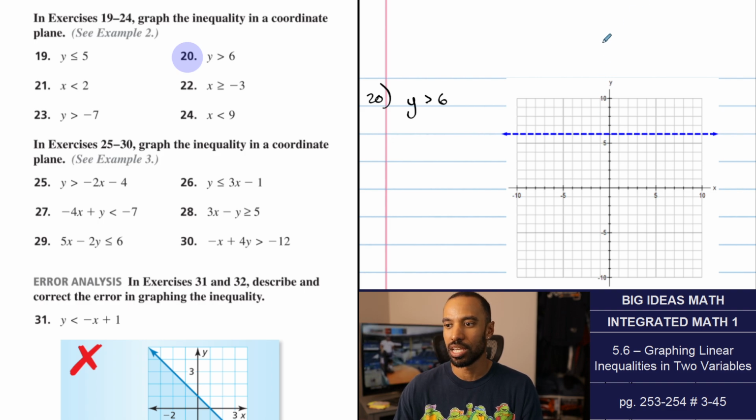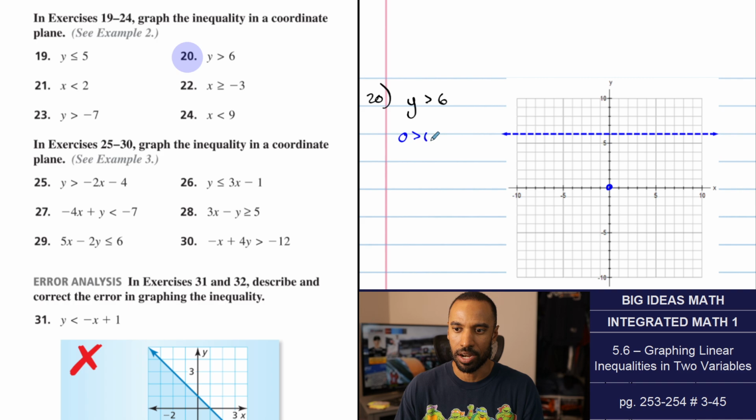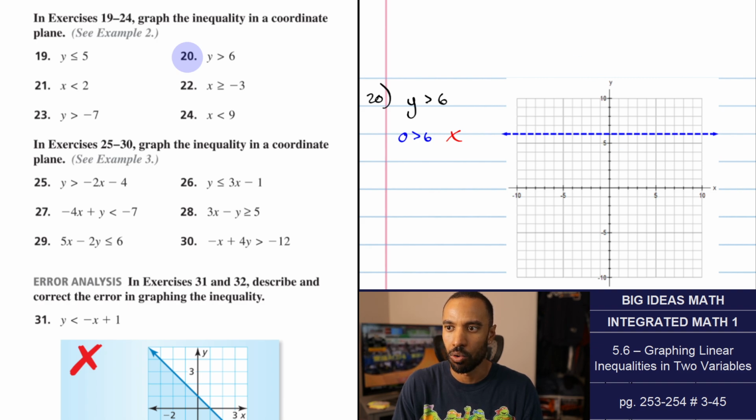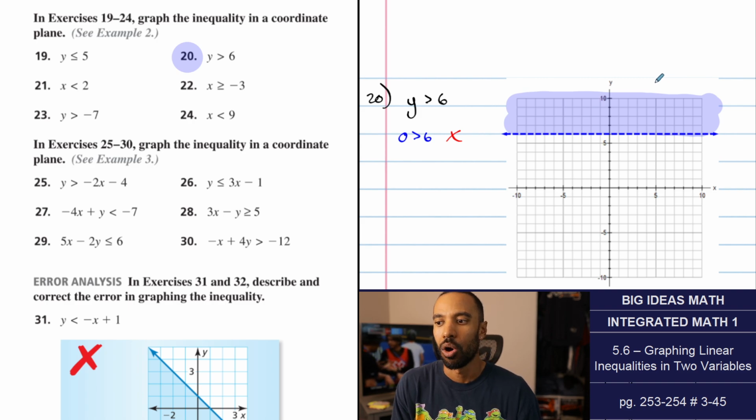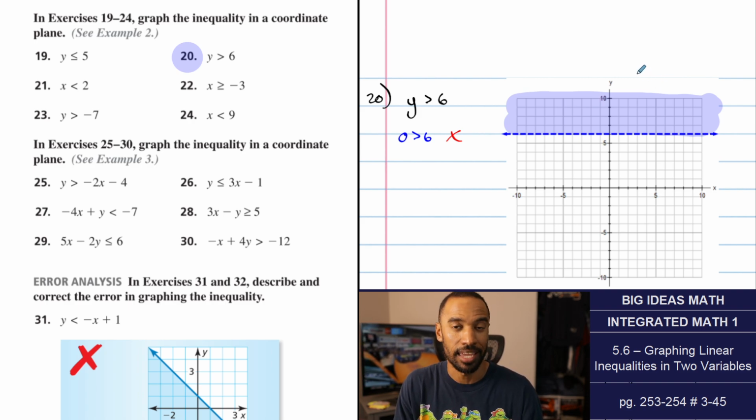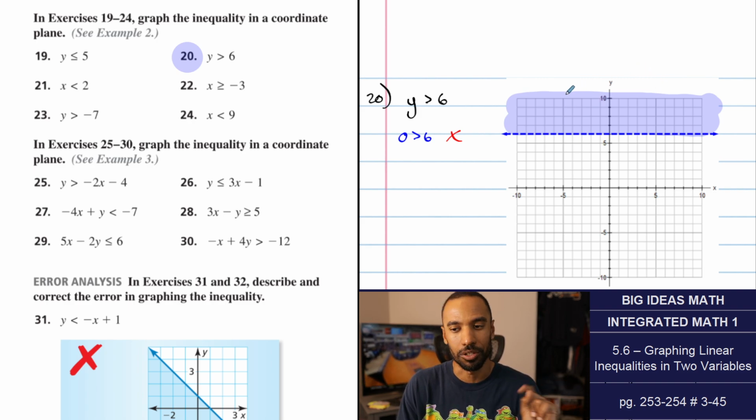Now, y is greater than 6. If I test 0, 0 this time, you'll notice it says 0 is greater than 6, and that's no good as a statement. Therefore, nothing on this side should work, including 0, 0. So anything above 6 for those y values should work. And that makes sense to us. So we're going to be shading above. That means points on the line don't count. 0, 6 doesn't count. 2, 6 doesn't count. 8, 6 doesn't count. Negative 4, 6 doesn't count. Only things above it when the y is greater than 6, including 6.1.